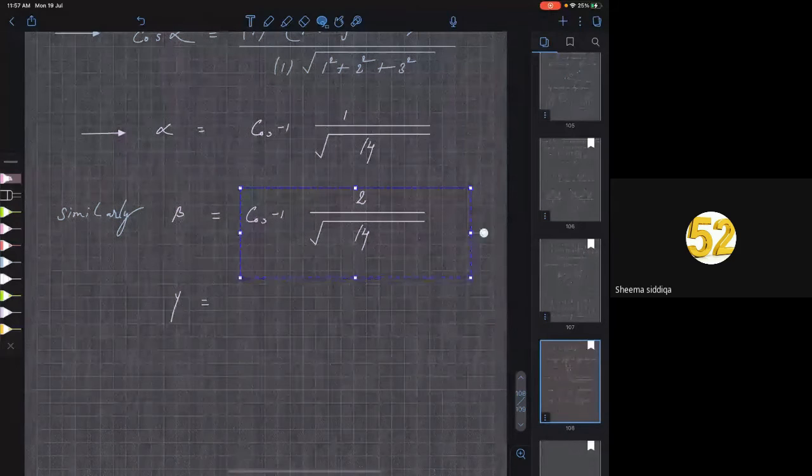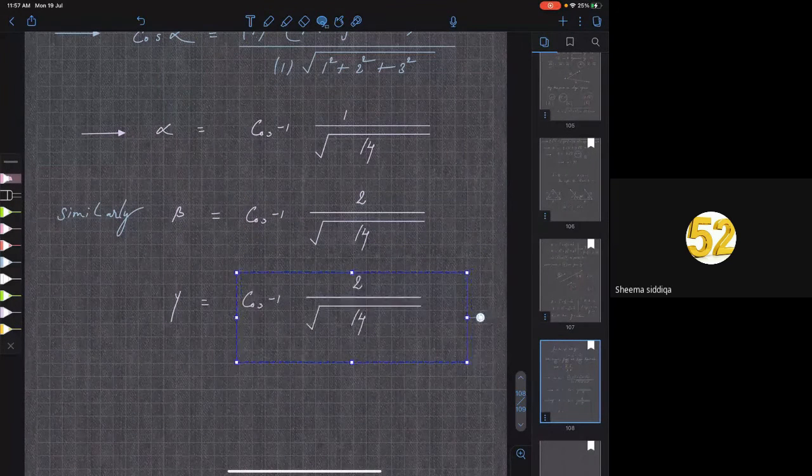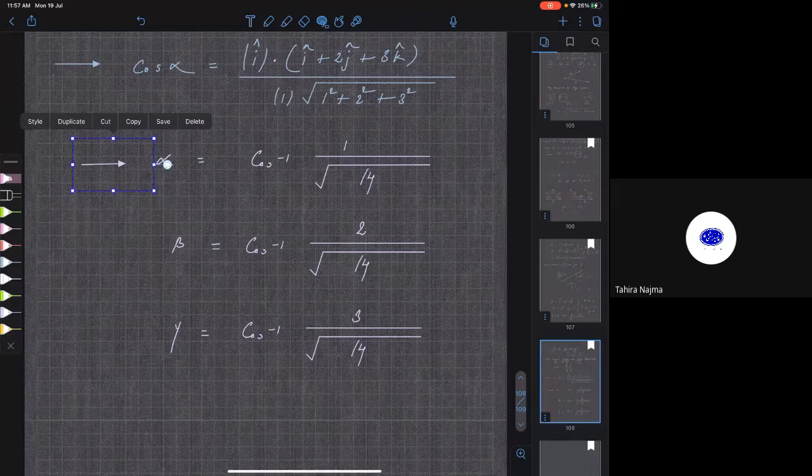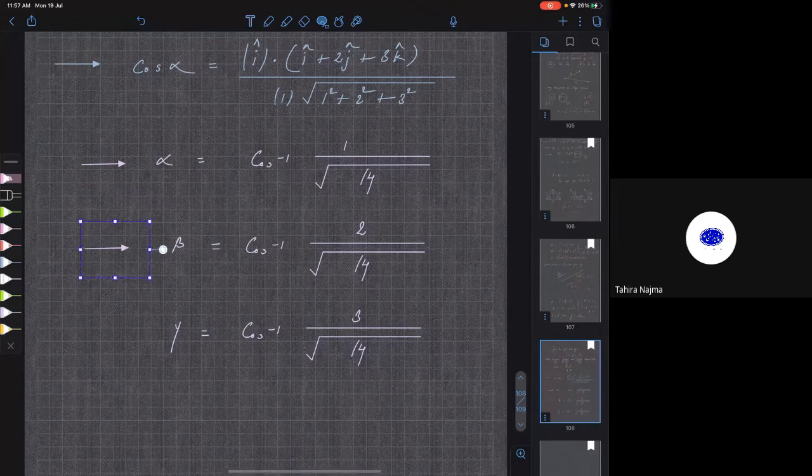So these are also what? These are the angles of direction cosines. Cos alpha, cos beta and cos gamma are direction cosines, right? L, M and N. Understood? These three are direction cosines. Clear?